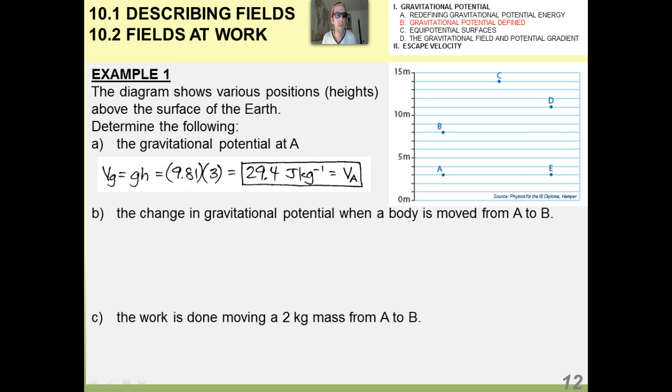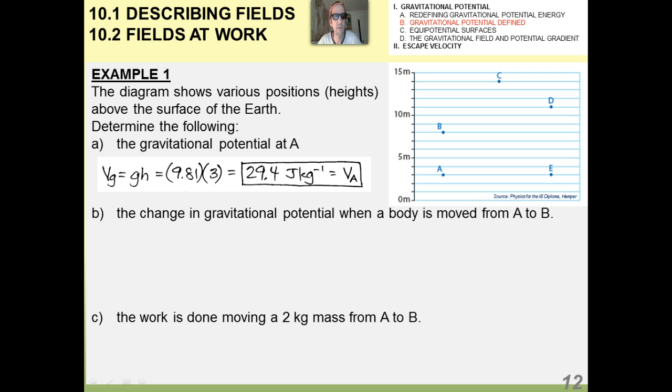Well, it's g times h. V sub g is g times h. It's 9.81 times 3. It's 29.4 joules per kilogram. Notice how whatever mass I place there, it's not important. The gravitational potential is the same idea in a way as the gravitational field. It doesn't matter what mass you put there. The value of that field, that scalar field, is still the same no matter what you put there, right?